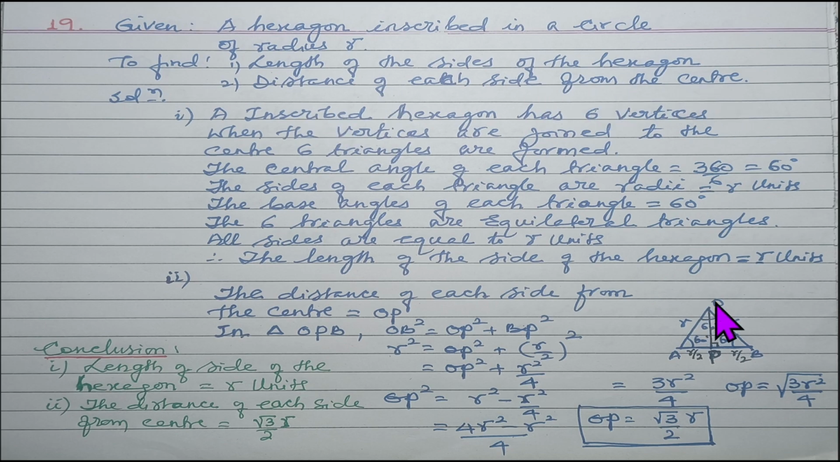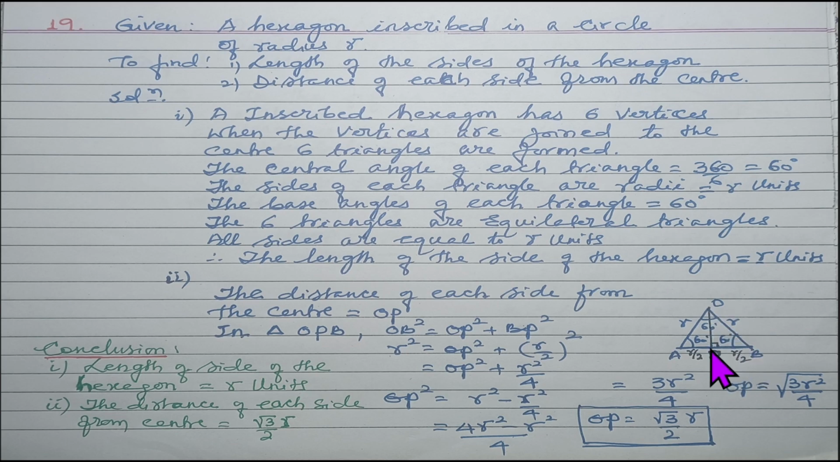So very simple. Now we have to find the second point, that is the distance of each side from the center. We have the side of the hexagon here, AB equal to r centimeters, and P is the midpoint. When I draw a perpendicular OP here, then AP is r by 2, BP is also r by 2. Now we have to find the distance OP, the perpendicular distance. OP can be found out by taking the triangle OPB, which is a right angle triangle.